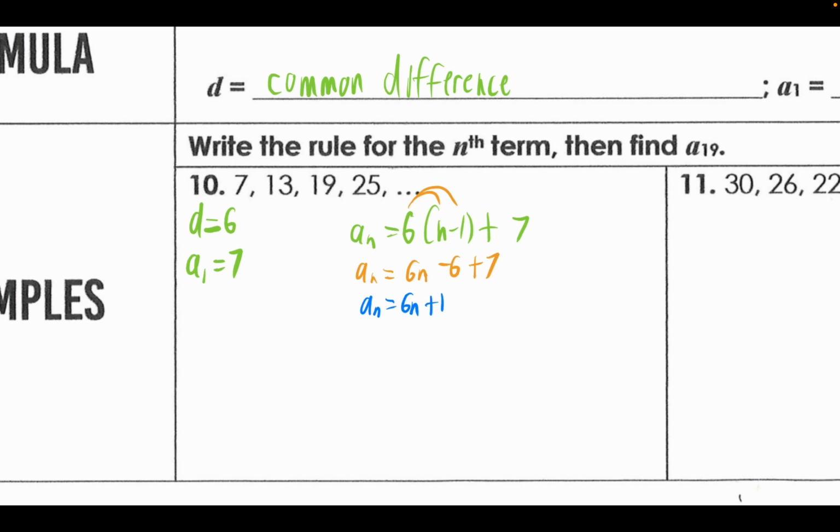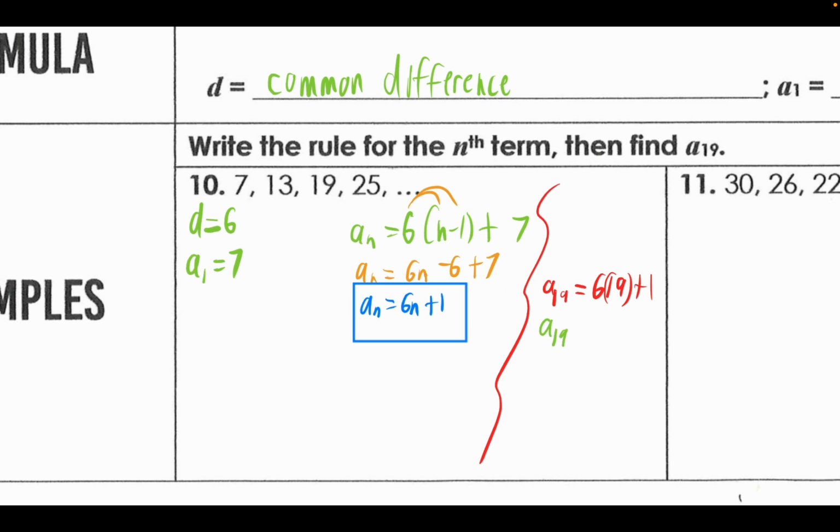So whatever term we want to find, we plug that number in for n, multiply it by 6, add 1, and we find the value of that term. So I'm going to go ahead and box this and say, hey, that's my answer for the formula, the rule for the nth term. And now we're going to find a sub 19. So in order to find a sub 19, we plug 19 in for n. So that's 6 times 19 plus 1. And if we take 6 times 19 and add 1 to that, we end up getting a sub 19, or the value of the 19th term in the sequence, to equal 115.